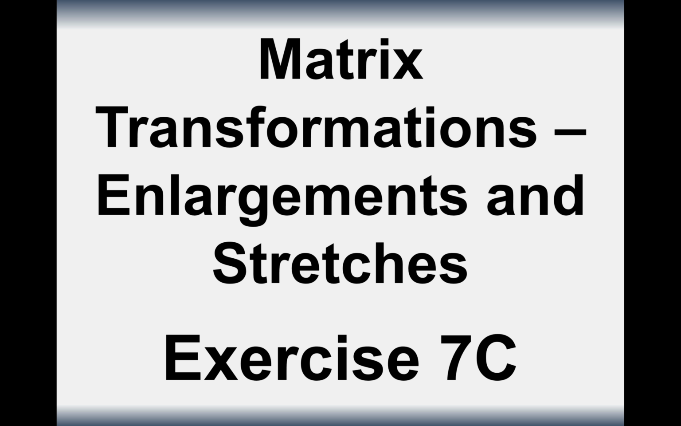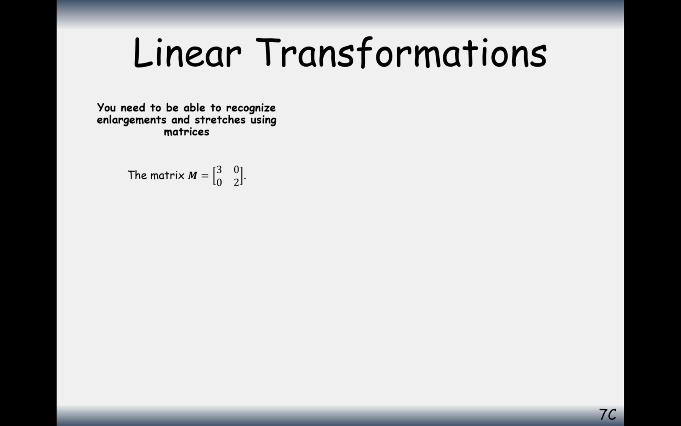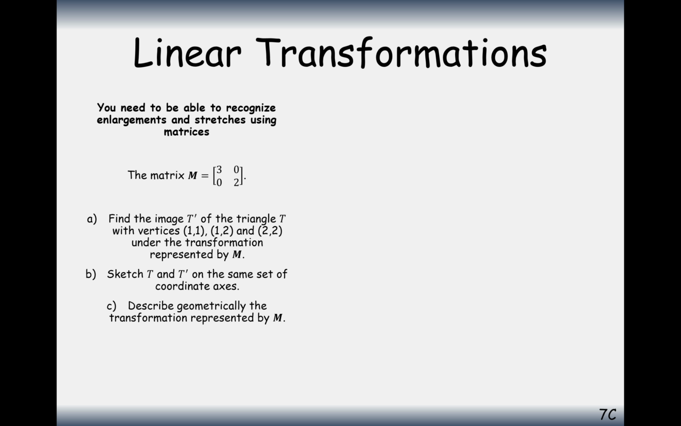Here we're looking at matrix transformations and more specifically the enlargement and stretches type of transformations, so we can answer questions from exercise 7c. Here we're going to be looking at what happens when we've got this type of matrix, 3, 0, 0, 2. What type of transformation is that? How is it going to affect coordinates, etc.? We've got a few questions lined up for this matrix.